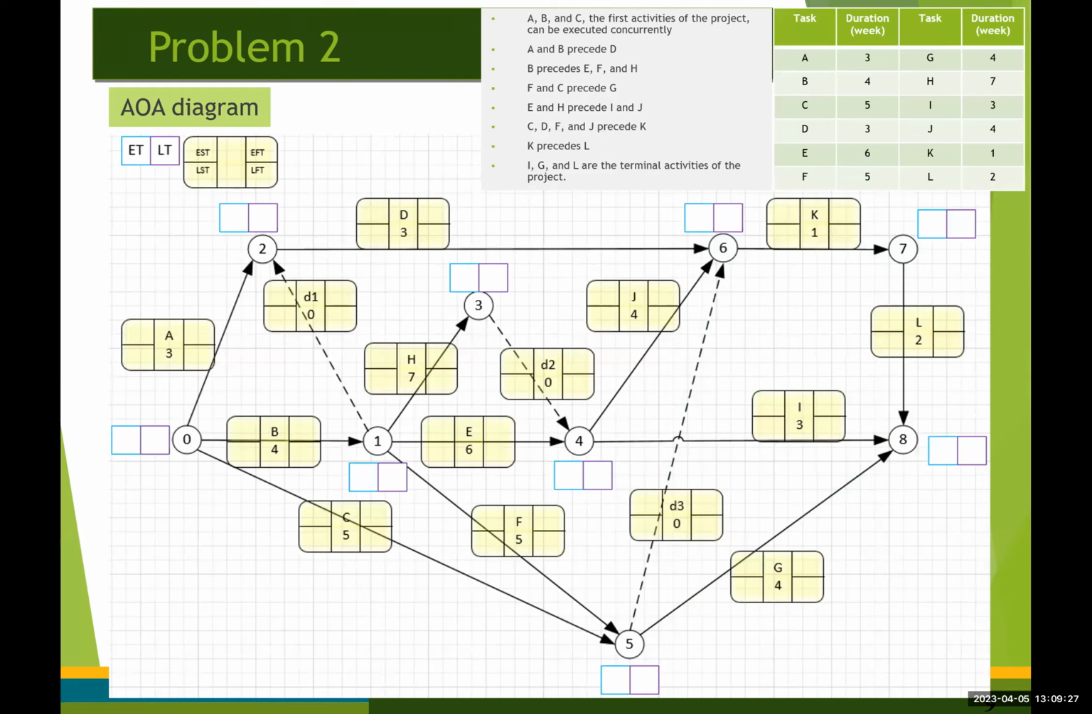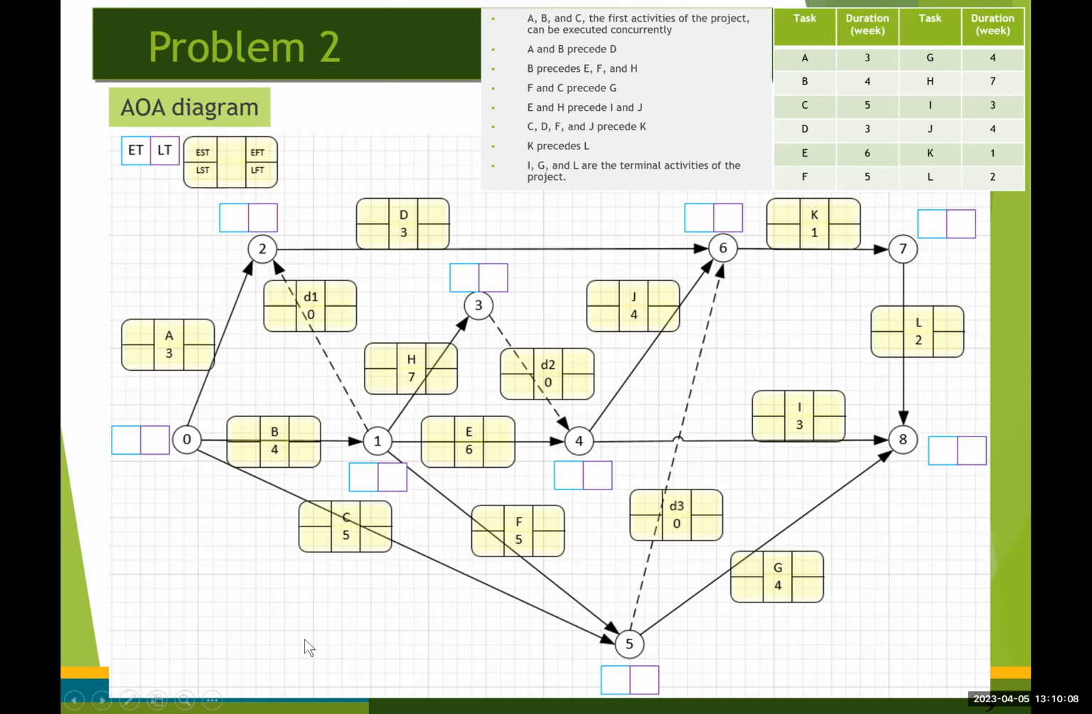Okay, so this is what I've come up with earlier, the AOA network diagram based on these precedence relationships. And I also put the duration of each activity on this AOA network diagram. Okay. And I believe we need only 3 dummy activities in this case. Here is one of them, and then second one, and the third one, like that.